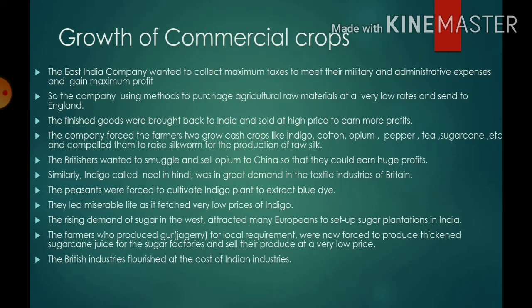The rising demand for sugar in the Western countries attracted many Europeans to set up sugar plantations in India. The farmers who produced gur, jaggery for local requirement were now forced to produce thickened sugar juice for the sugar factories and sell their produce at very low price. The British industries flourished at the cost of Indian industries.